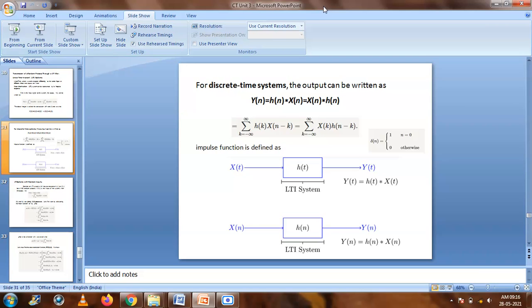The impulse function is defined as for the LTI system. Just take the diagram: x of t goes into h of t, the impulse response of the LTI system, the linear time invariant system. Then y of t equals h of t convolved with x of t. So the same system is equivalent to the other system. The previous system is shown in continuous time, that is t, and the next one is shown in discrete time, that is n. So x of t is for the continuous time LTI system, and the next is the discrete time LTI system. So x of n, the discrete time input, is sent to the impulse response of the LTI system, and finally we get the output y of n. So y of n equals the impulse response convolved with the input.